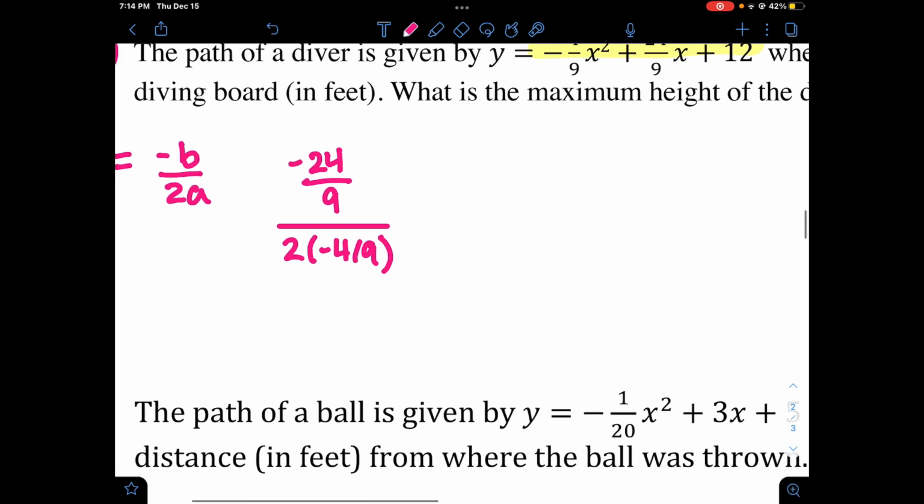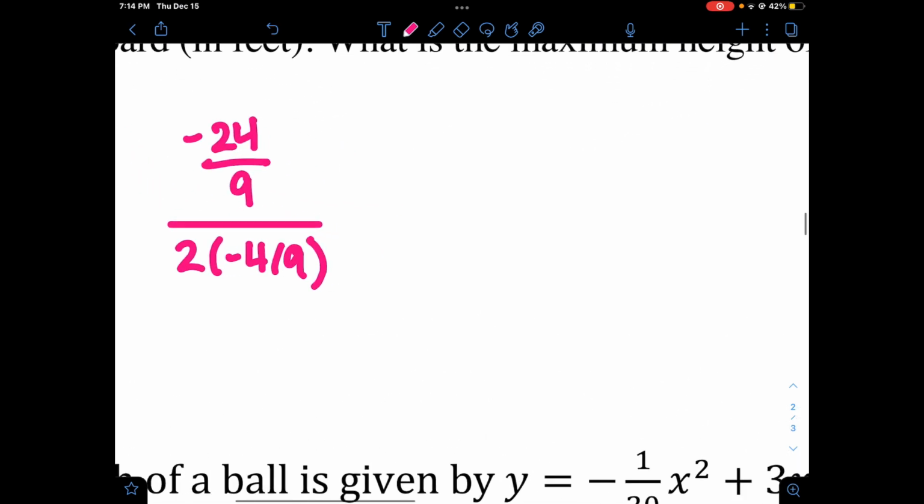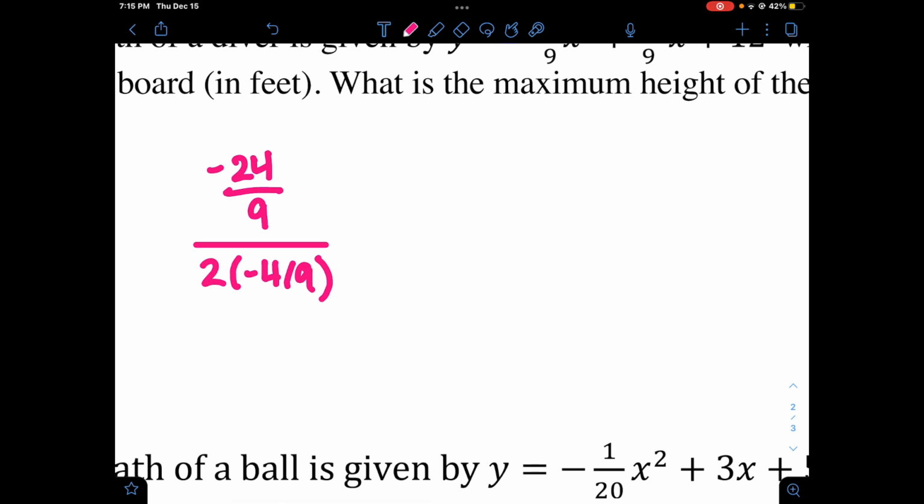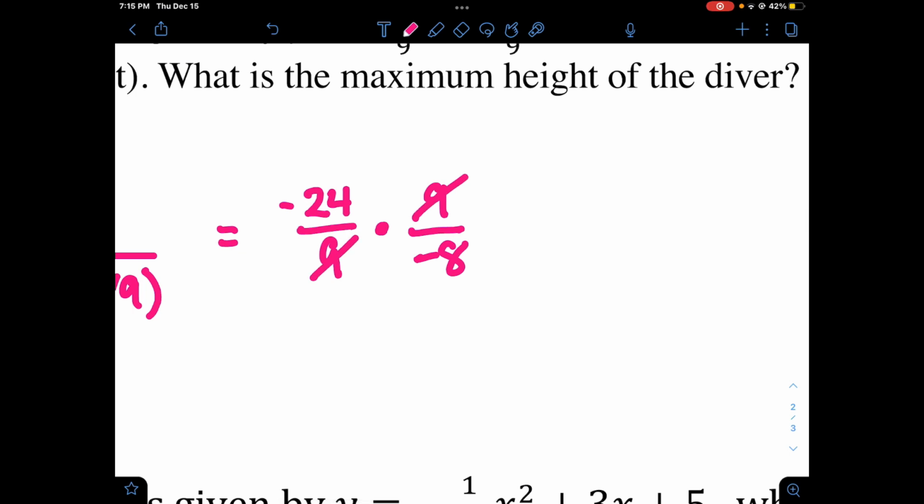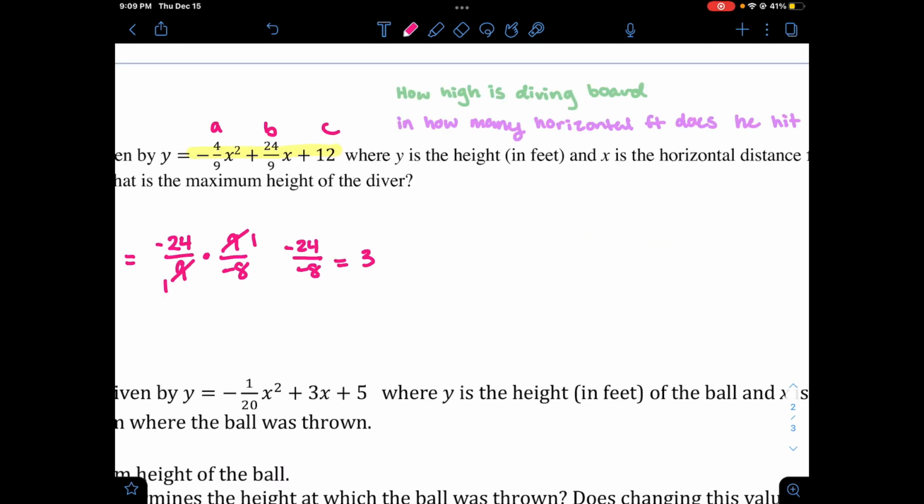So then to divide that, you're going to need to multiply by the reciprocal of the denominator. So it's going to equal negative 24 over 9 times 9 over negative 8. And we can cross cancel these two, which will be 1 and 1. So it's going to be negative 24 over negative 8, which will equal 3. Okay, so now we're going to plug in the 3 into the equation we originally had.